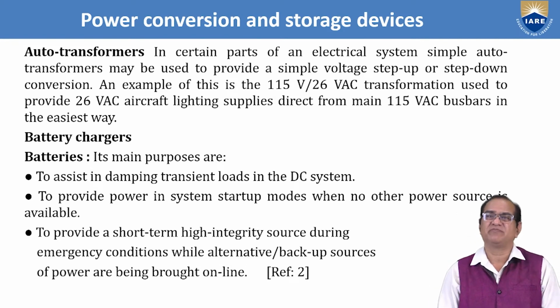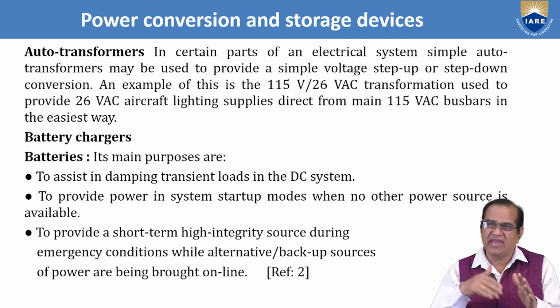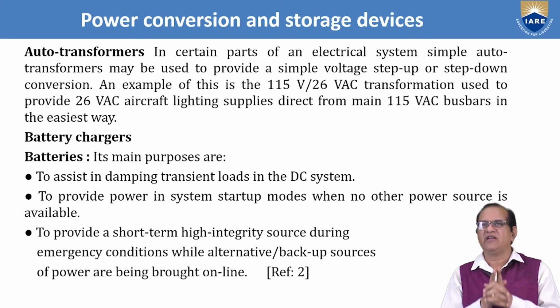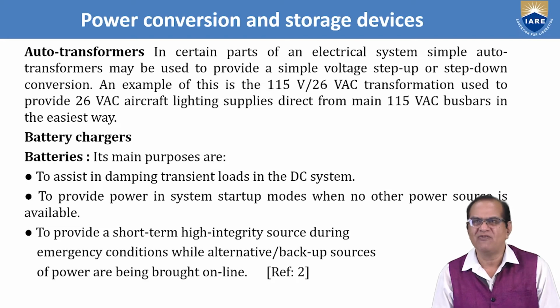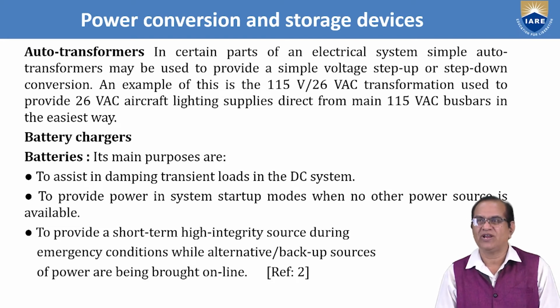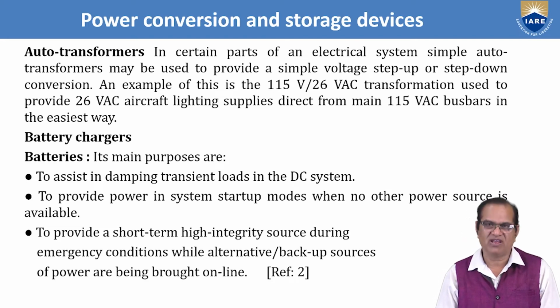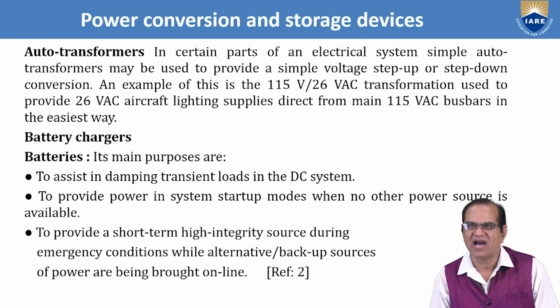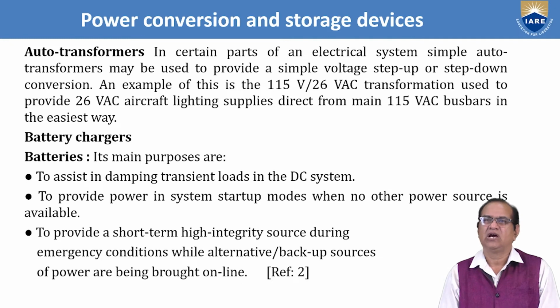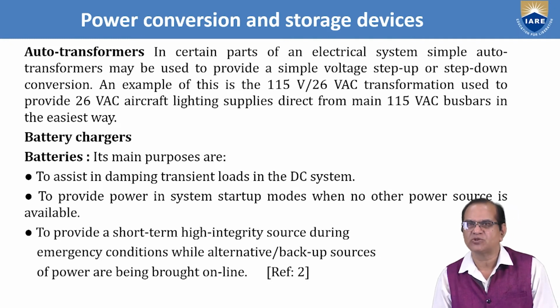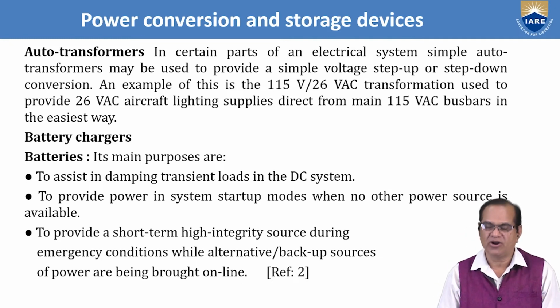The main purpose of batteries is to assist in damping transient loads in the DC system. So the purpose of the battery is to damp. If any fluctuations of the voltage are there, your battery will assist the DC system to provide power in system startup modes when no other source is available, and to provide a short-term high integrity source during emergency conditions, while alternative backup sources of power are being brought in line.